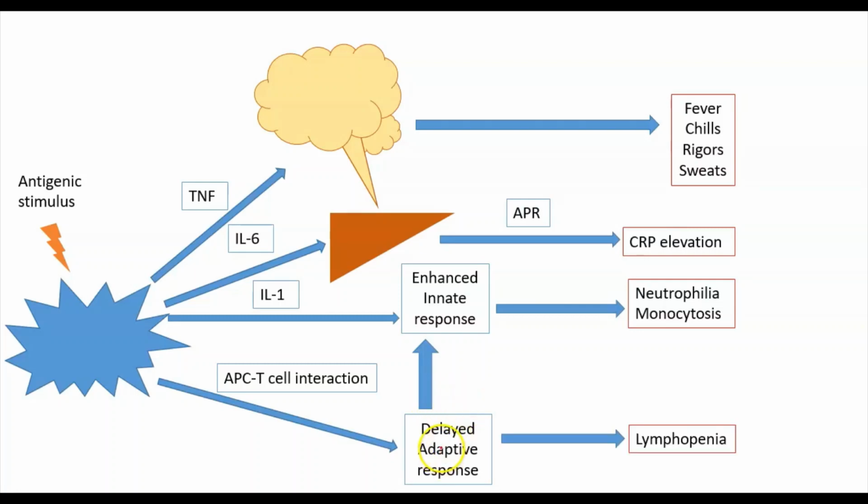And as an early part of the adaptive response, the lymphocytes can home to the site of infection, which leads to lymphopenia. Another reason for lymphopenia in the late part of the adaptive response is when there is T-cell exhaustion and apoptosis of T-cells that increase in population after the initial antigen-presenting cell T-cell interaction.